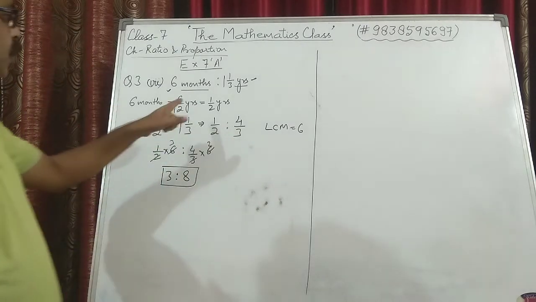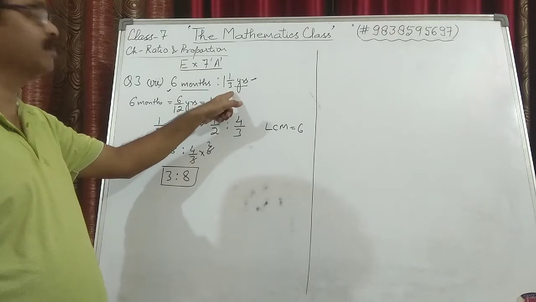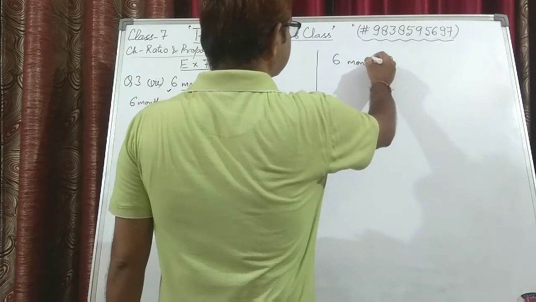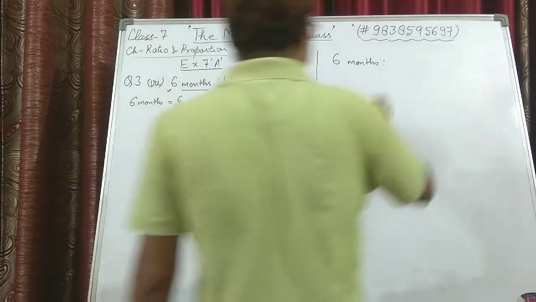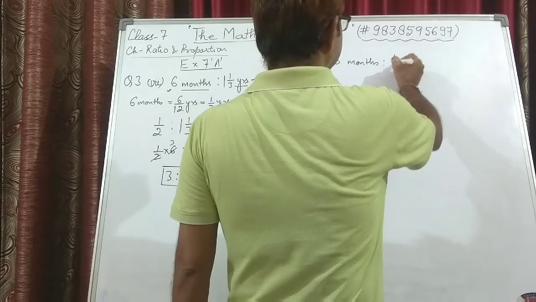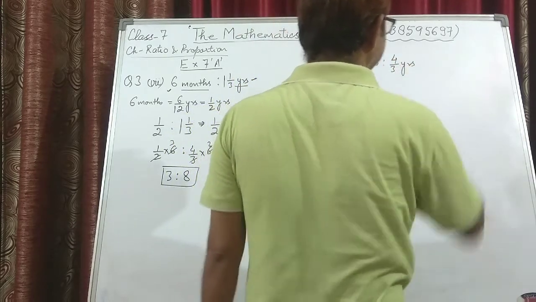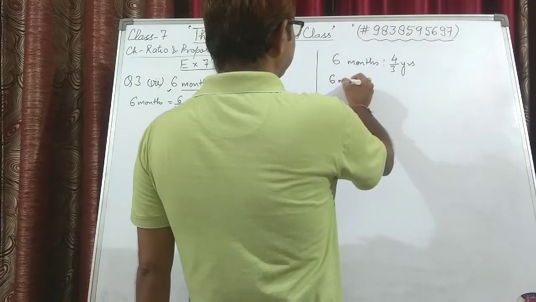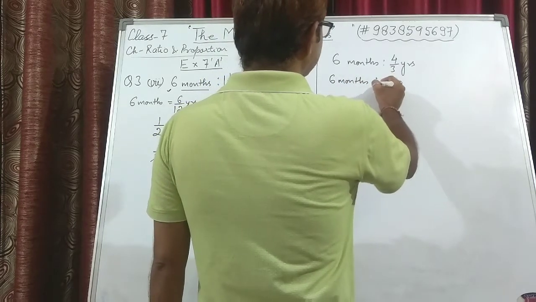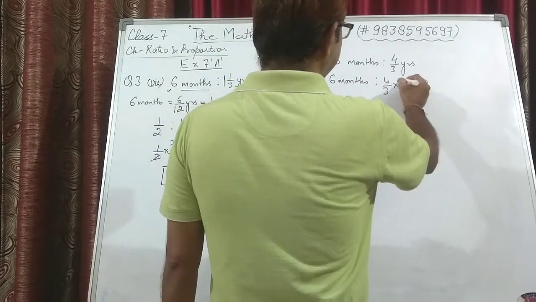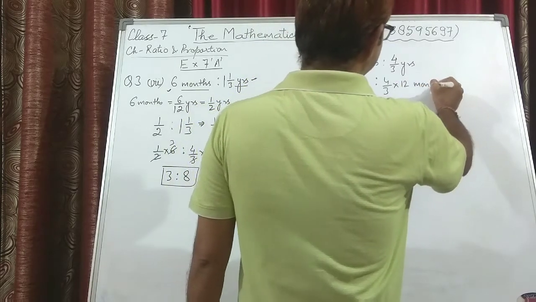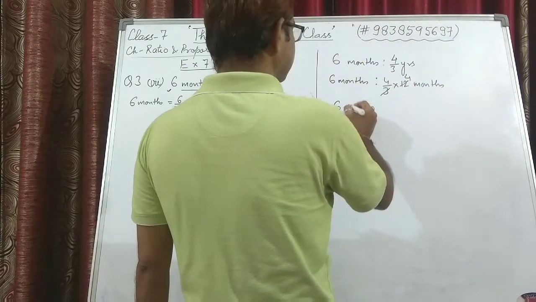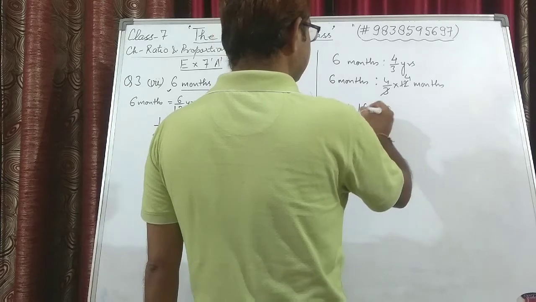Now we try to solve it by converting this term to months. So the question is 6 months is to 3 ones are 3 plus 1, 4 upon 3 years. Now to change years into months, we need to multiply it by 12. So 6 months is to 4 upon 3 multiplied by 12. Now these years convert to months. So 3 fours are 12. So it becomes 6 is to 4 fours are 16.